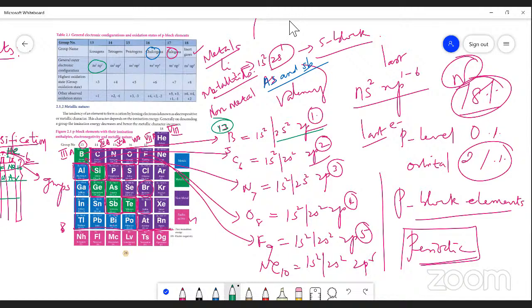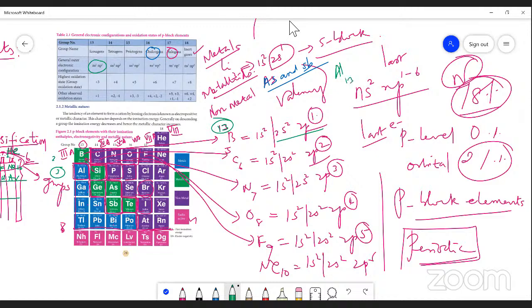This is the base concept. You should understand how to write the electronic configuration of aluminium. The 2 denotes the second period, and 3 denotes the third period. Now we come to know aluminium and its electronic configuration, which you can write for Al.